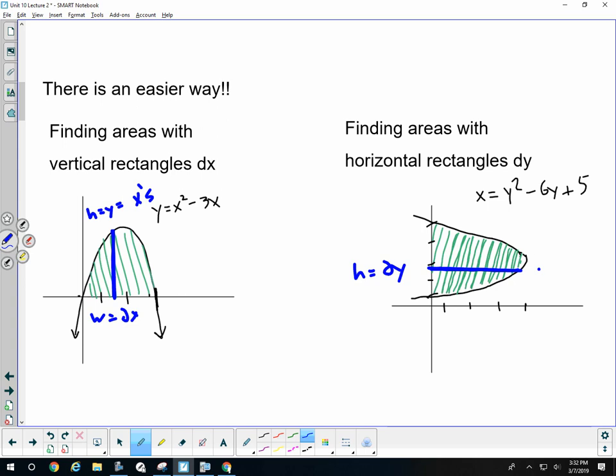What is the width in this situation? It's an x distance, right? It's the distance from the y-axis to this x-coordinate, okay? Now, it's an x distance, but we are going to need this x in terms of y's.